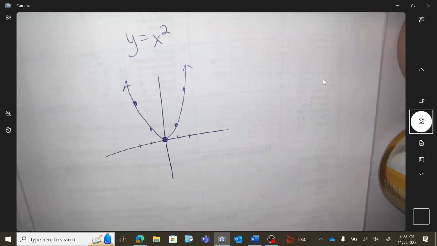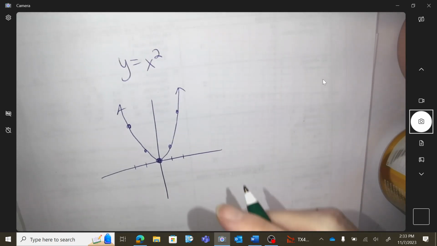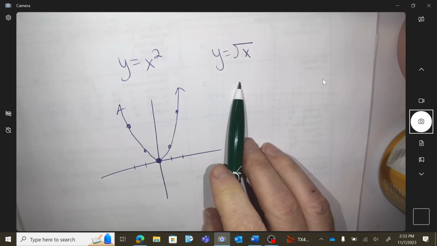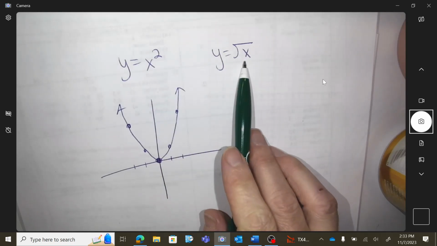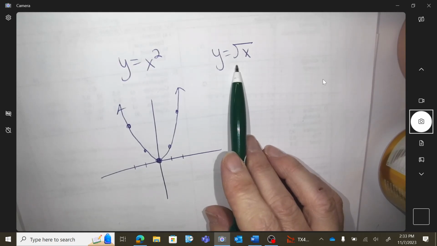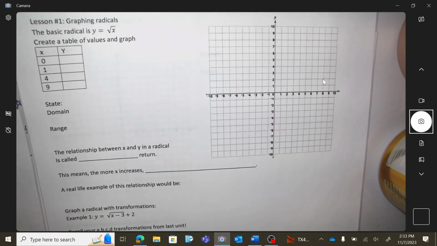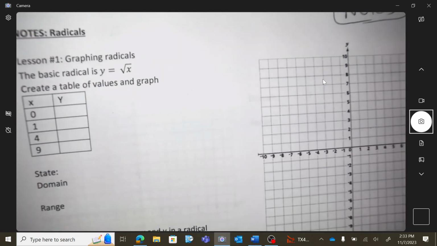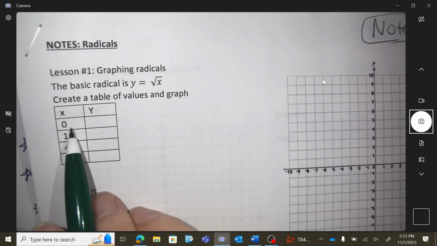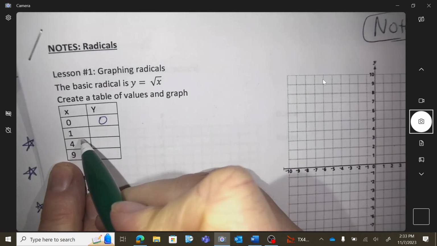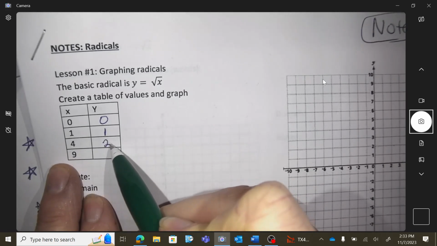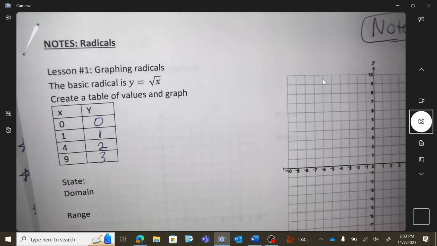Okay, so today we're going to start to learn the radical function. What do you notice about squaring and square rooting? They're the opposite of each other, so think about that. Okay, you ready? So this is the radical graph. What is the square root of 0? 0. Square root of 1. Square root of 4 is 2. Square root of 9 is 3.